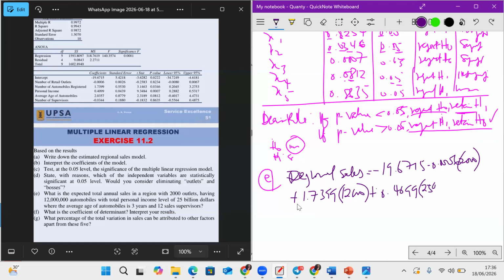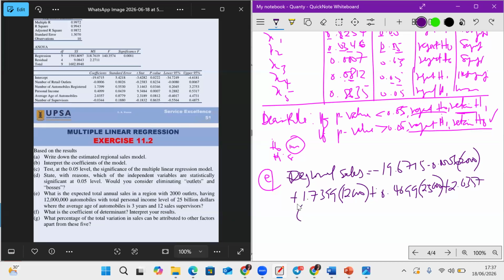So I'd rather write 25,000. Okay, why am I writing 25,000? Because the outlet is 2,000. So I'm just reducing all the other figures to 1,000. If they are exceeding 1,000, like they are millions or billions, I'm just putting them in thousands. Yes, you can write it that way. This is all correct.